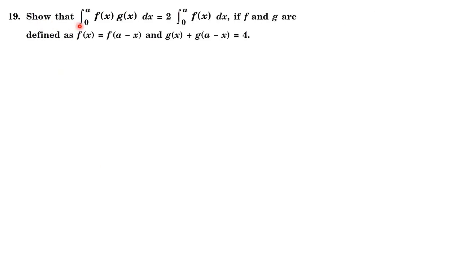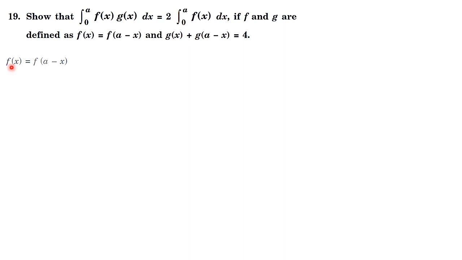Next we shall discuss the 19th question. Show that integral 0 to a f of x into g of x dx is equal to 2 into integral 0 to a f of x dx if f and g are defined as f of x is equal to f of a minus x and g of x plus g of a minus x is equal to 4. Two conditions are given and we have to show this one equal to this one, okay.